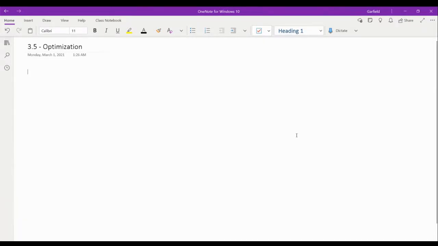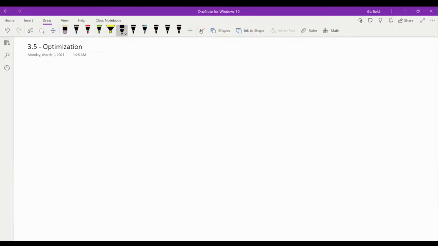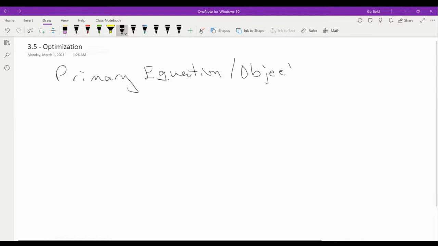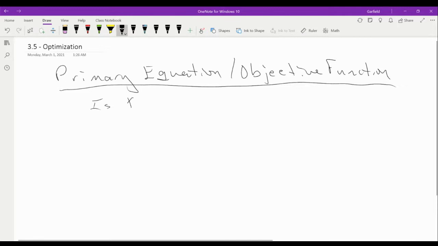But you will normally be given 2 equations. So let's talk about this for a second. We have what's known as the primary equation, and I think your textbook might refer to this as an objective function. The primary equation, or the objective function, is a function to be maximized or minimized. This is a function we're going to try to find the maximum value for or the minimum value for.